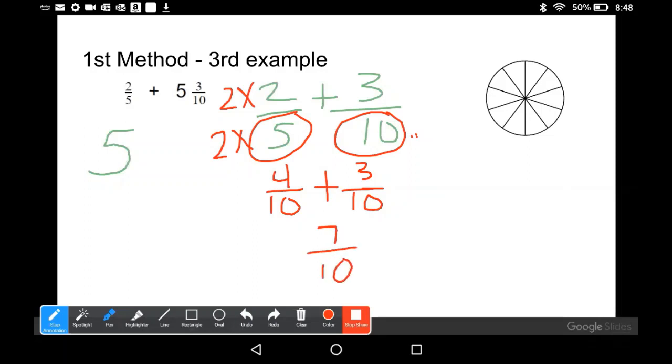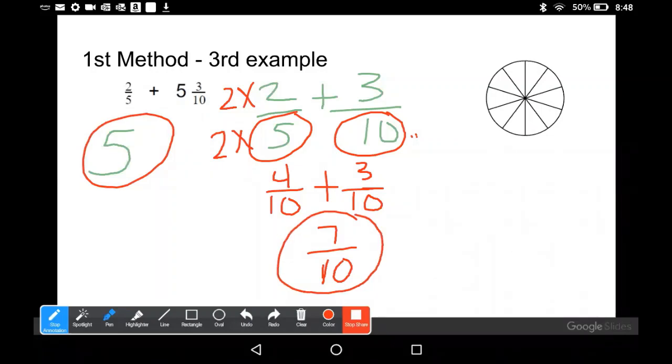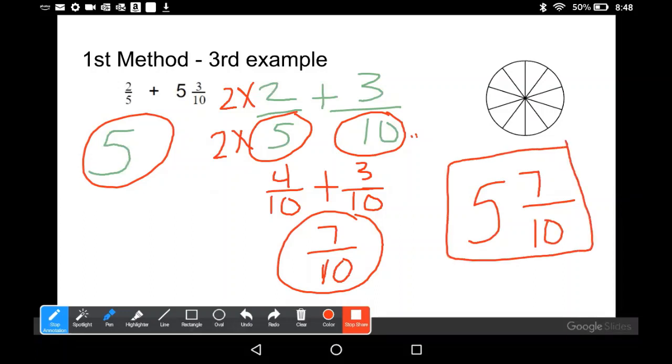So is that bigger than 1? Hopefully you said no, because 7 is not bigger than 10, so this is not improper, this is just a regular fraction. So I'm going to take my whole number and my fraction and put them together. 5 and 7/10 is my answer.